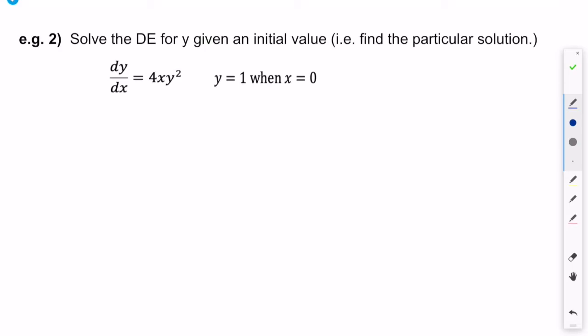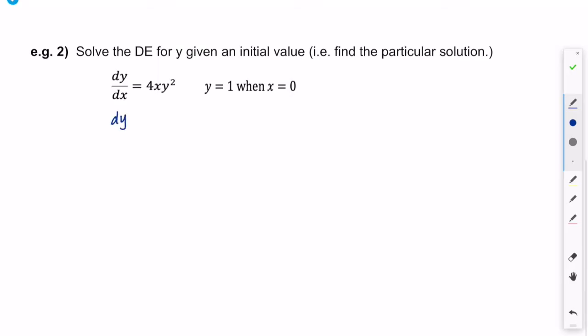All right. So let's follow the same steps. All the y's on one side, all the x's on the other side by either dividing or multiplying. Okay, so dy stays over y squared. 4x stays on the right, dx here. And then we have to integrate.